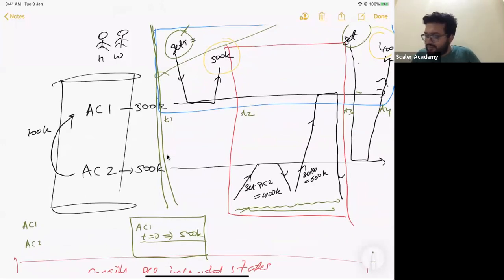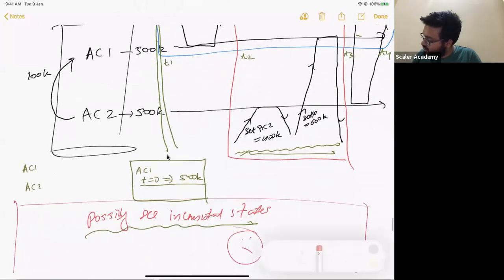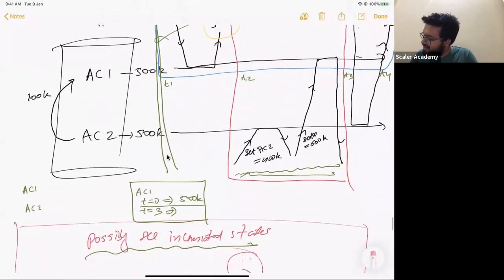Do you want an entry for account 1 in T3? Yes, you want. Why? Because that transaction did make a change to account 1, and now you would want to have an entry for this object at t equal to 3. And the value, folks, would be 600,000.